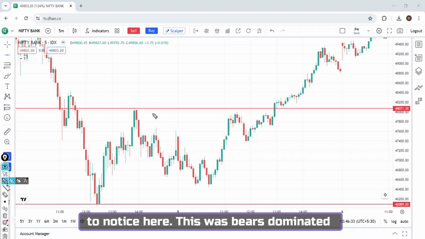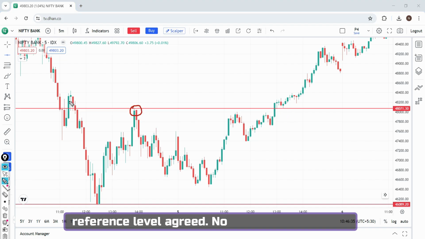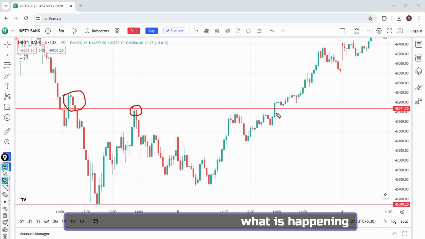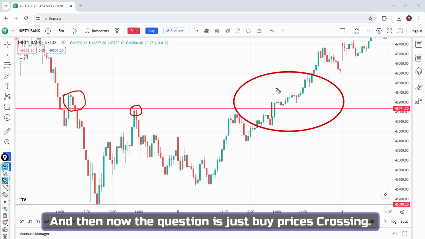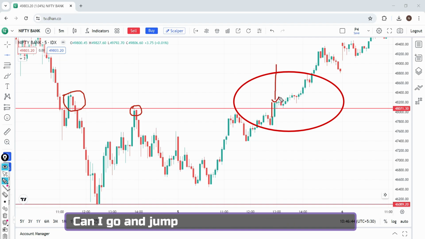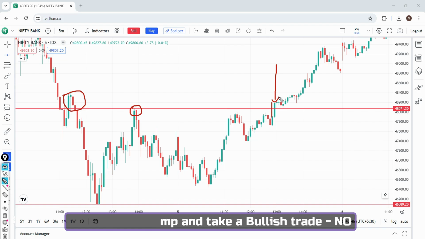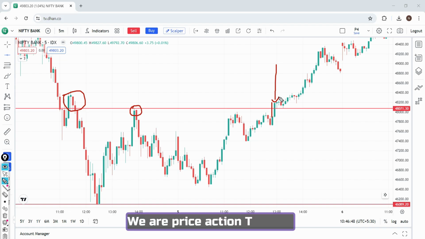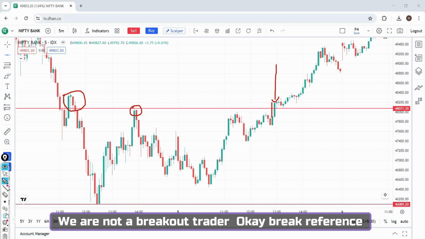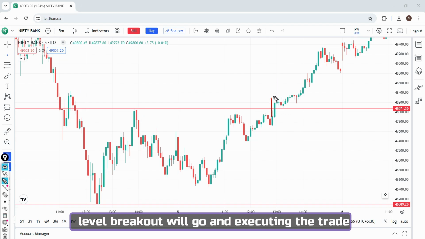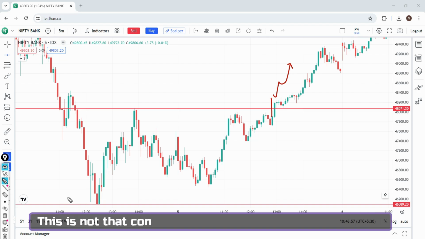Just try to notice here, this was a bears-dominated reference level. Agreed. Now what is happening? Price is crossing. And then the question is, just because price is crossing, can I jump in and take a bullish trade? No. Here we are price action traders. We are not breakout traders. Breaking a reference level and executing the trade on the breakout is not this concept.